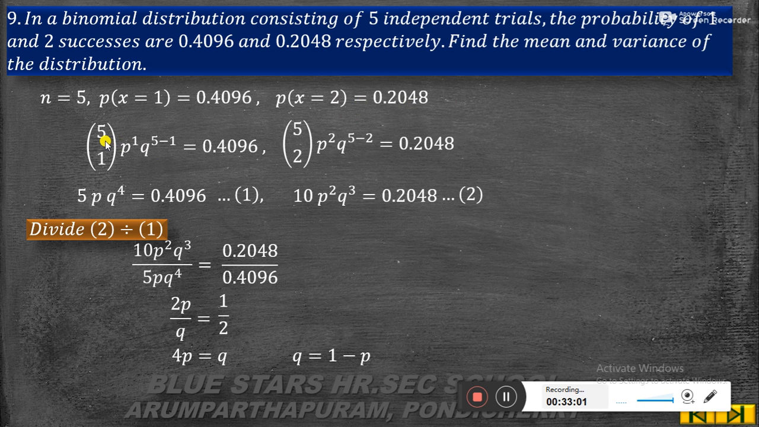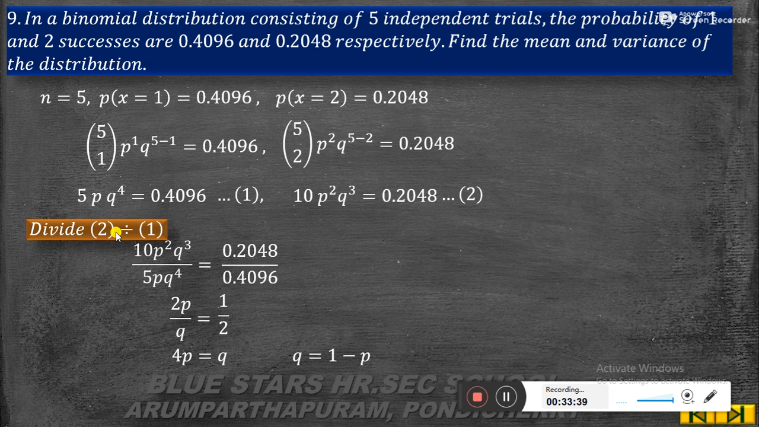Therefore, you substitute in the binomial distribution formula nCx p power x q power n minus x equal to 0.4096. n value is 5: 5C1 p power 1 q power 5 minus 1 equal to 0.4096. Next, 5C2 p square q power 5 minus 2 equal to 0.2048. Therefore 5C1 means 5p into q power 4 equal to 0.4096. Next, 5C2 value is 10, so 10 p square q cube equal to 0.2048. This is equation number 1, equation number 2.